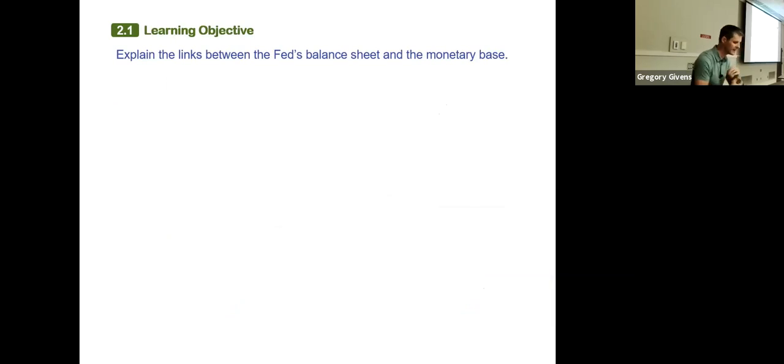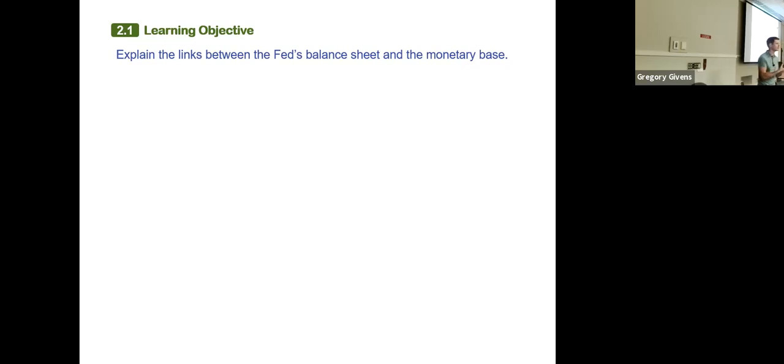Okay, we're going to begin now our investigation of the money supply process by describing the monetary base and showing how it is linked to the Fed's balance sheet. Now, anytime you develop a model in an economics class, it's important that you understand all the different characters or agents in the model and how they interact with one another.